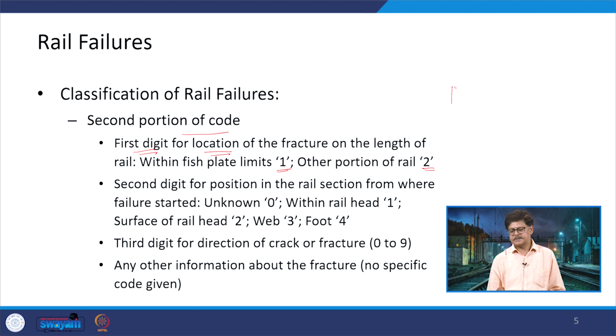So, a rail section is provided and there is a fish plate being jointed here. So, anything happening up to this point is 1, and anything happening beyond this point is 2.